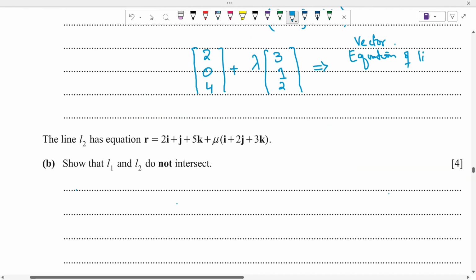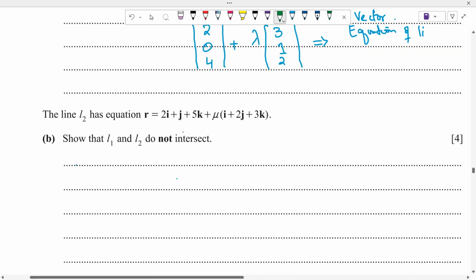Okay, now let's move to part B. The line L2 has the equation r is equal to 2i plus j plus 5k plus mu times i plus 2j plus 3k. Show that L1 and L2 do not intersect.